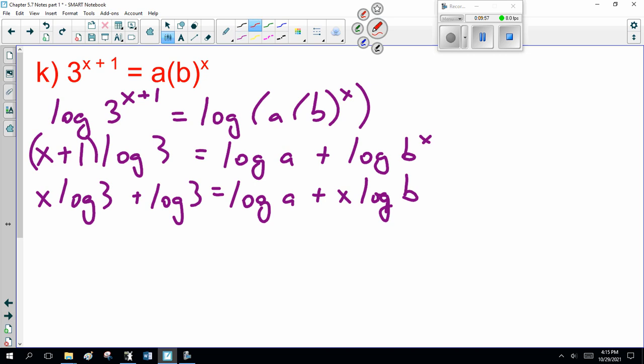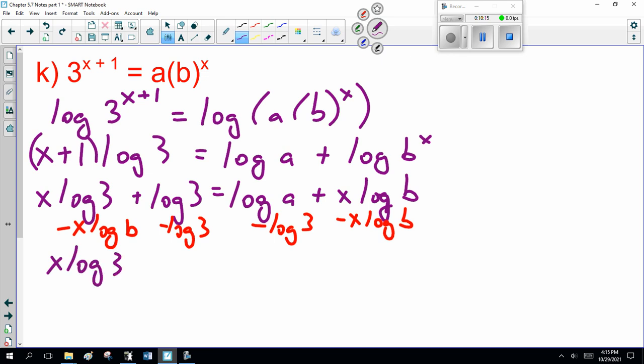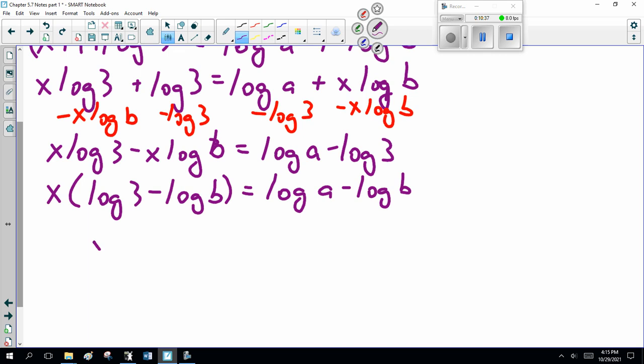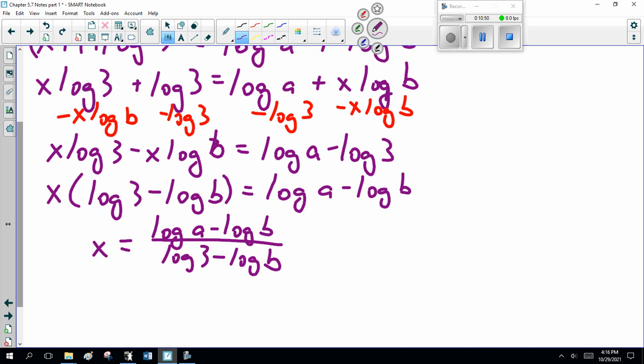I'm going to arbitrarily put all my x's on one side, and I'm going to put all my logs on the other side. So this becomes x log 3 minus x log b is log of a minus log 3. Factor out x. Okay, log 3 minus log b, and log a minus log 3. Sorry, I apologize. That's log a minus log 3.